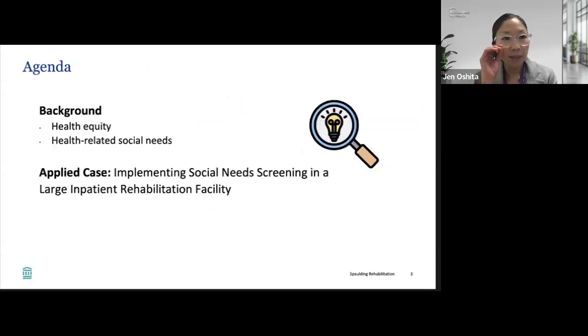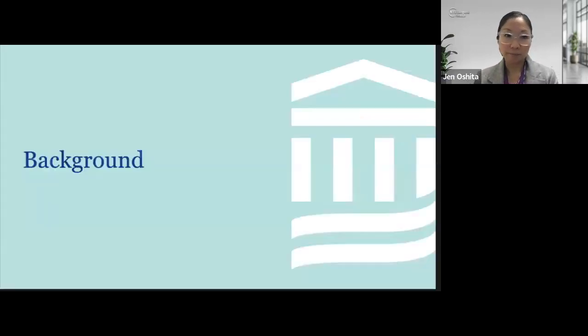So on the docket today, we have a background of this project, which includes some definitions on what we mean when I talk about health equity and how health-related social needs fits into that definition. And then from there, we'll go into this applied learning case, applying this health equity concept.